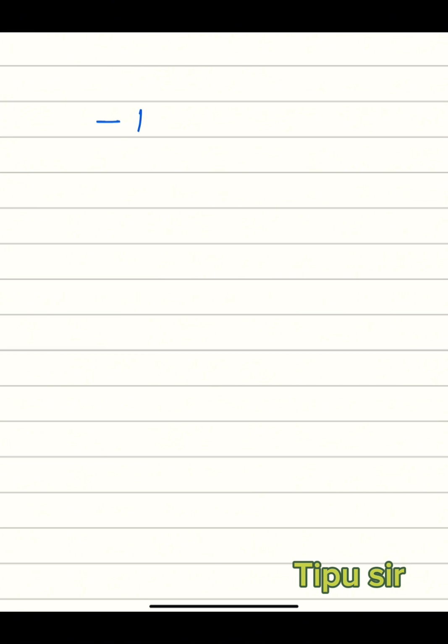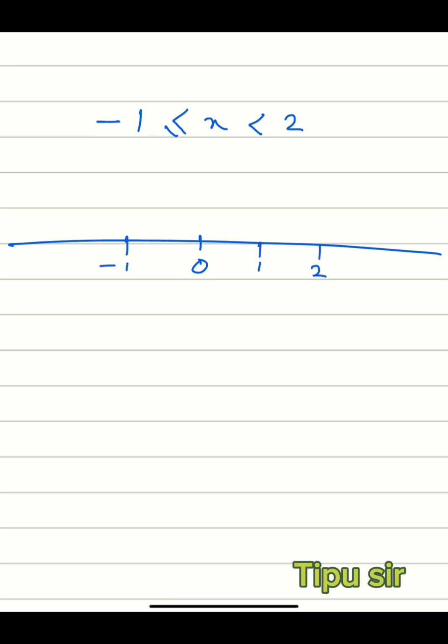Assume we have -1 ≤ x < 2. Draw a line from the middle, mark a point 0. Left hand side is going to be minus 1 and right hand side is going to be 1 and 2. As the values of x show it has to be greater than or equal to minus 1, you give a circle on minus 1 and you shade it completely. Why are we shading it completely? Because there is an equals to sign.